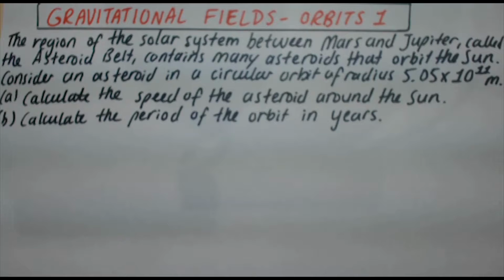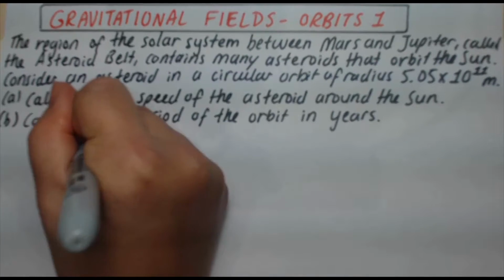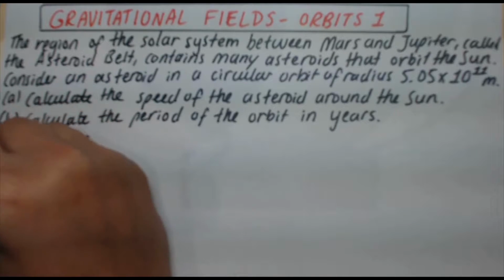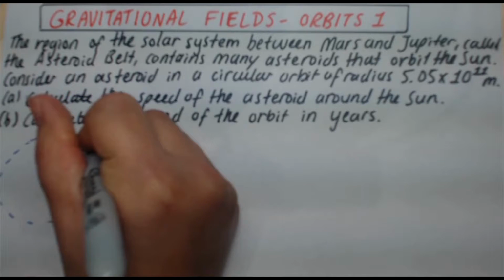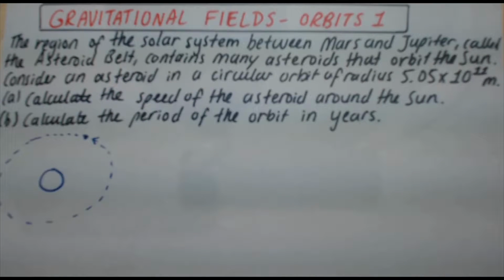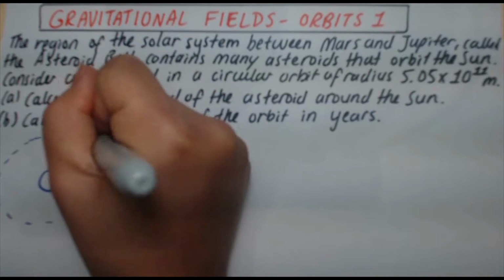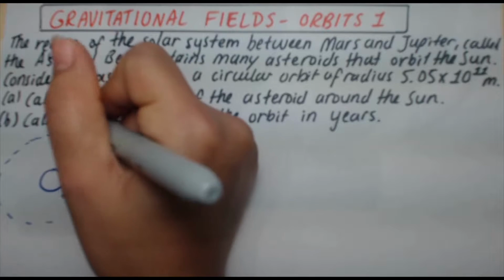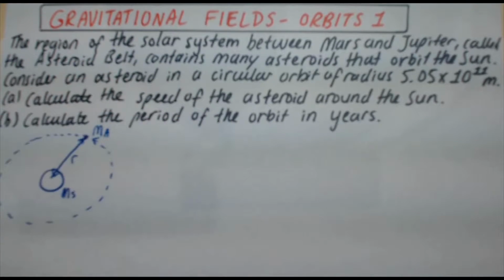So let's start off with a picture. Let's say this is the Sun here. You've got the asteroid and it's orbiting the Sun in a circular motion. In this case, it really doesn't matter what that object is. We've got an asteroid, but it didn't have to be an asteroid. It's just some other object. We've got the mass of the Sun, we'll call this MA for our mass of the asteroid, and there's a certain distance between them, which we'll call R. We're told that R in this case is 5.05 times 10 to the 11 meters.